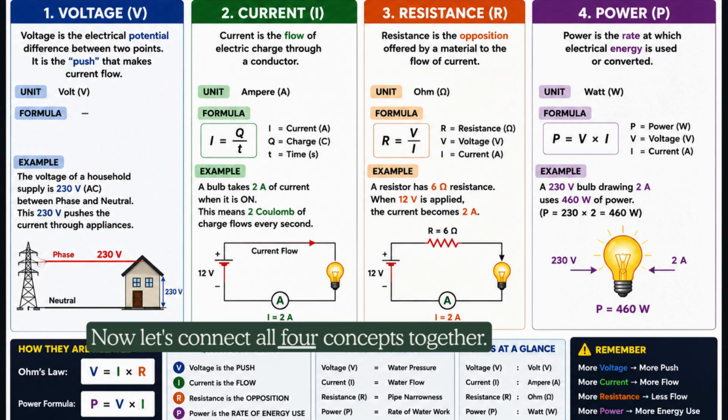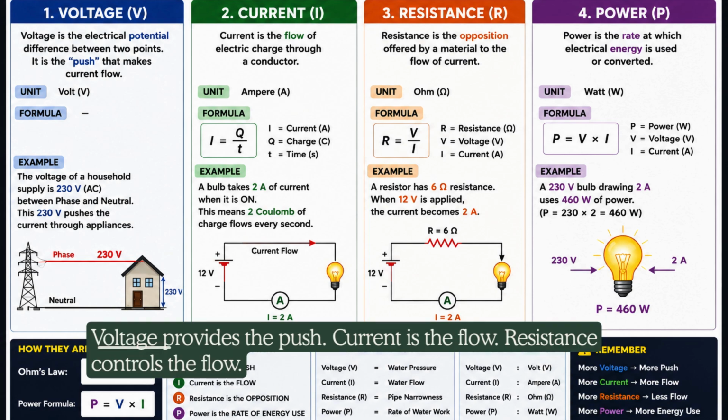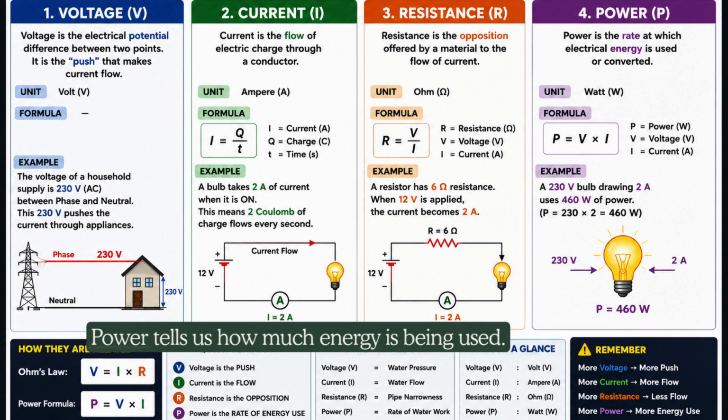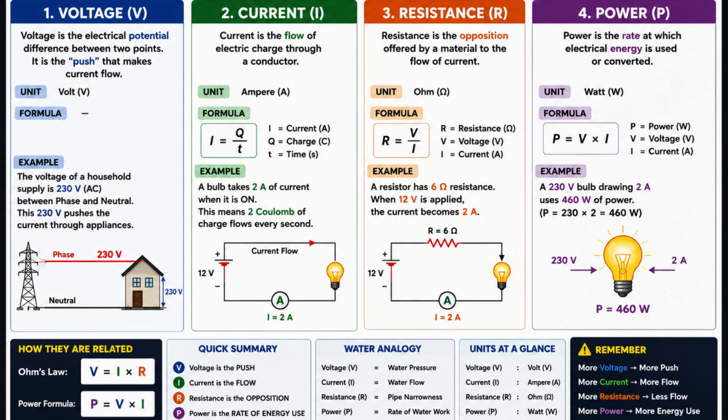Now let's connect all four concepts together. Voltage provides the push. Current is the flow. Resistance controls the flow. Power tells us how much energy is being used. A simple way to remember is, voltage is the push. Current is the flow. Resistance is the opposition. Power is the work done.